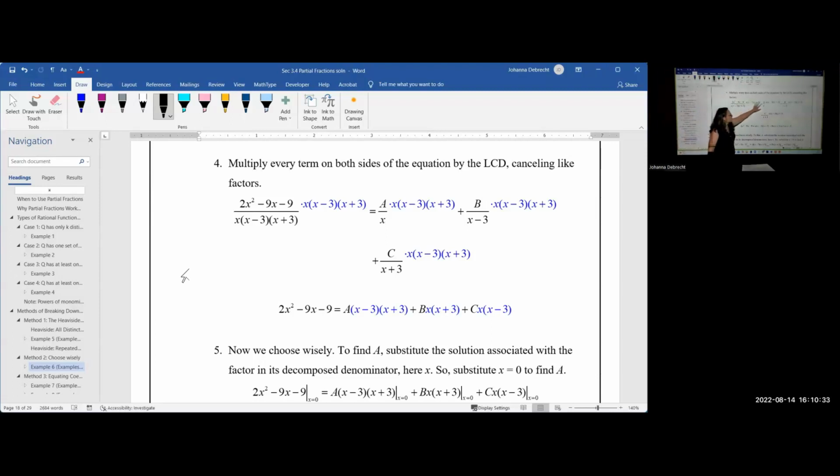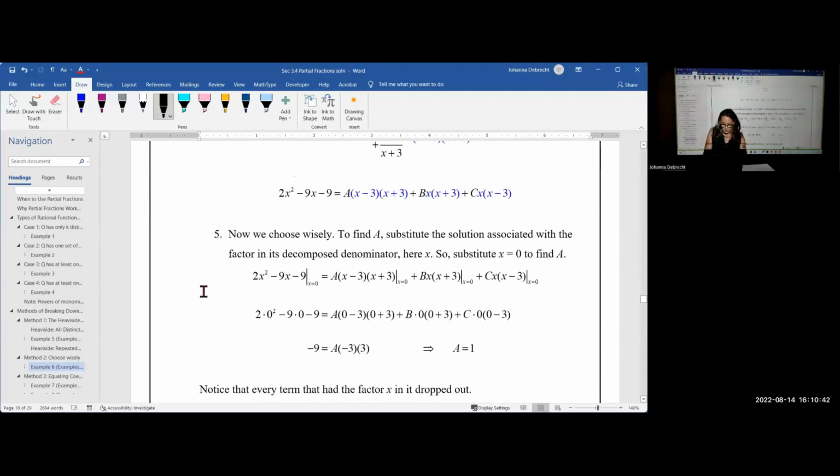So basically, we multiply by the LCD to get rid of the fractions, and then we deliberately choose those values that would have given us 0 in the original denominator. In other words, we choose x to be 0, we'll choose x to be 3, and we'll choose x to be negative 3. In doing that, whichever term has that factor in it will drop out, and it will allow us to write equations in terms of what's left. So let's go through and see what we do.